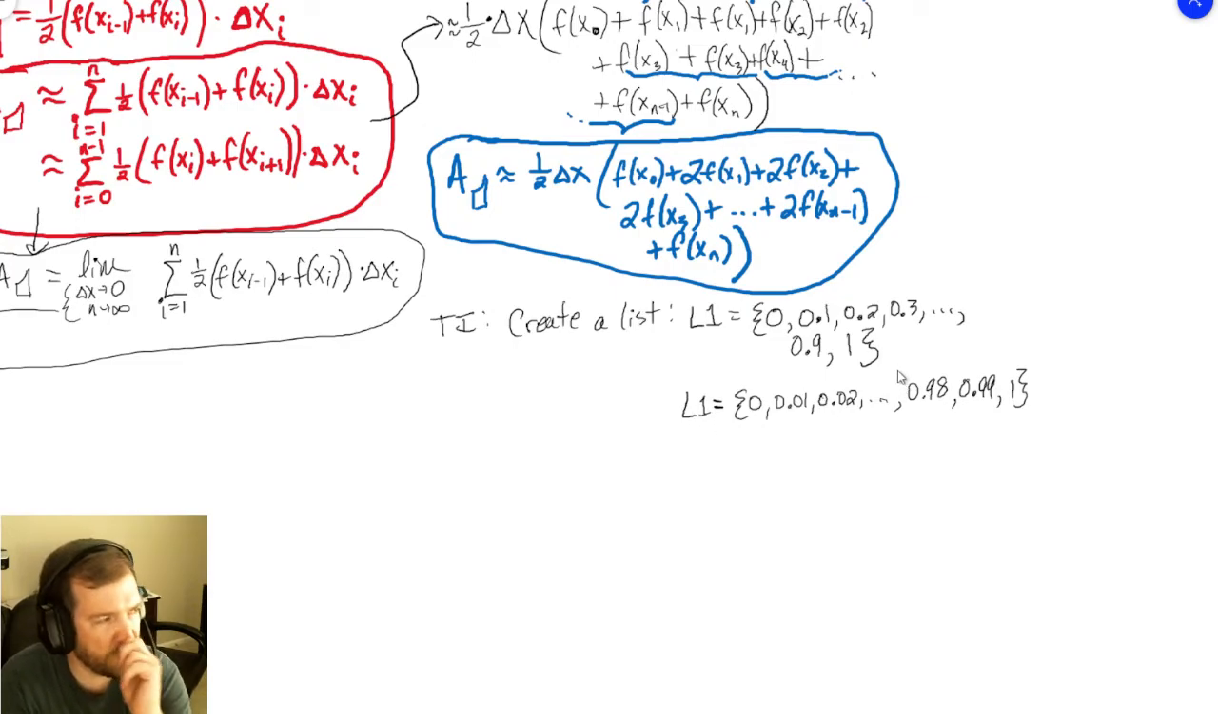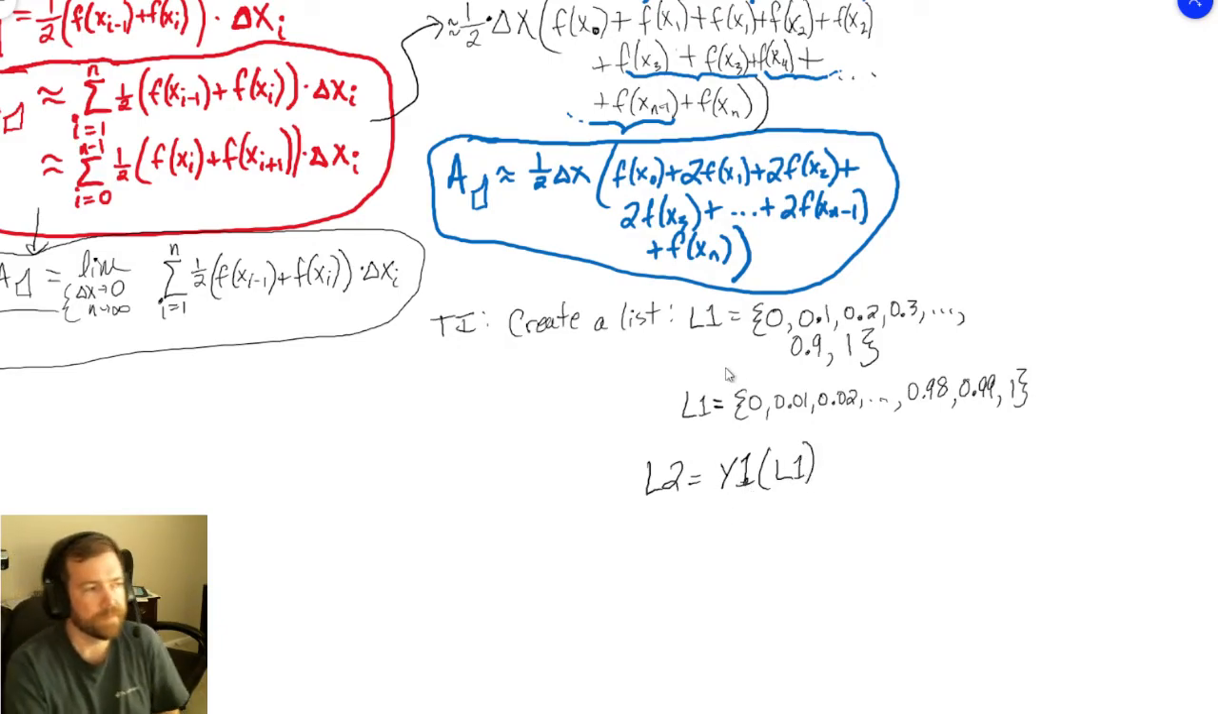Okay, so if we're going to be creating a list, what you then want to do is take L2 and set that equal to basically y1 of L1. In the variables menu, you can select your y expression, which is then just going to have all this stuff plugged in as if it were function notation.